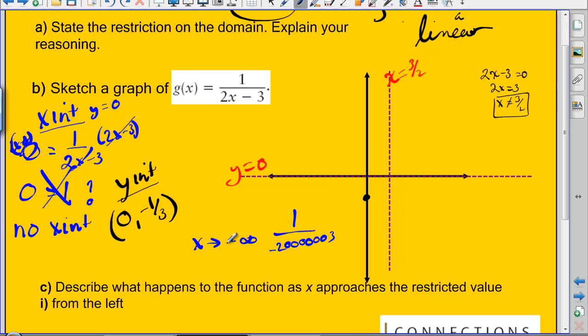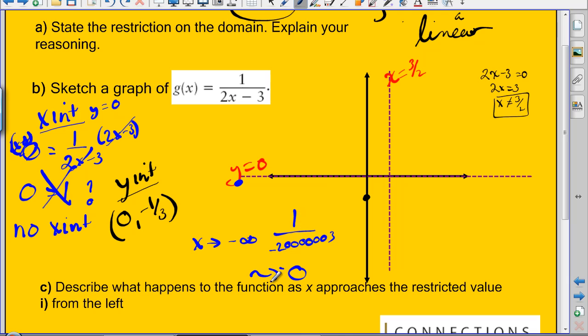minus 3. Now, I don't want to get hung up on the fact that I have to pick a number. I just want to remember that if I take a small number divided by a very large number, it's going to approach 0. And the negative sign means it's approaching 0 from the negative side. That means that there is a point somewhere about here.